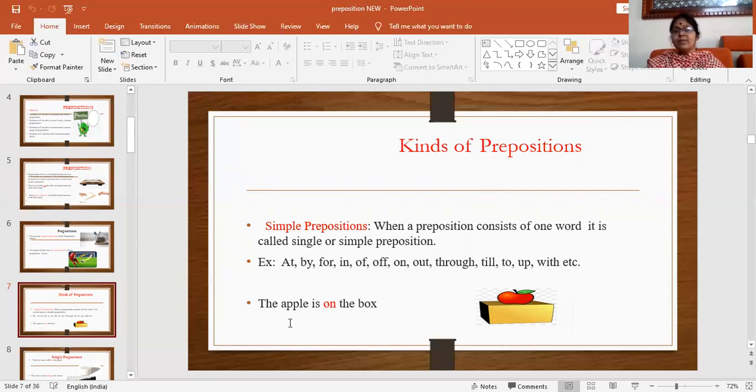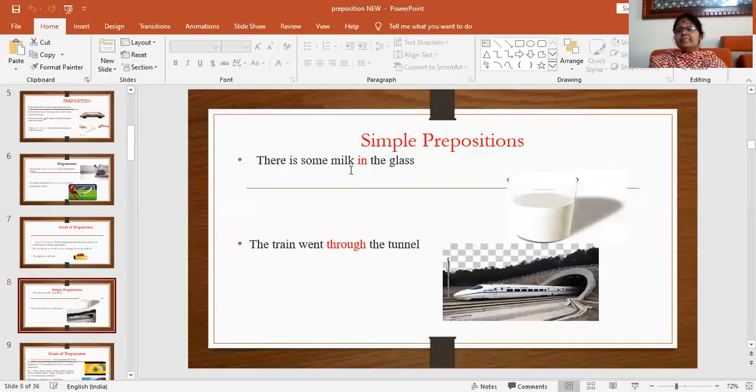Now let us see some examples. The apple is on the box. Which is our preposition here? On. It's one single word. There is some milk in the glass. Which is our preposition here? In. Right? One word. The train went through the tunnel. Which is our preposition? Through. And this is a single word. So, simple prepositions are one-word prepositions.